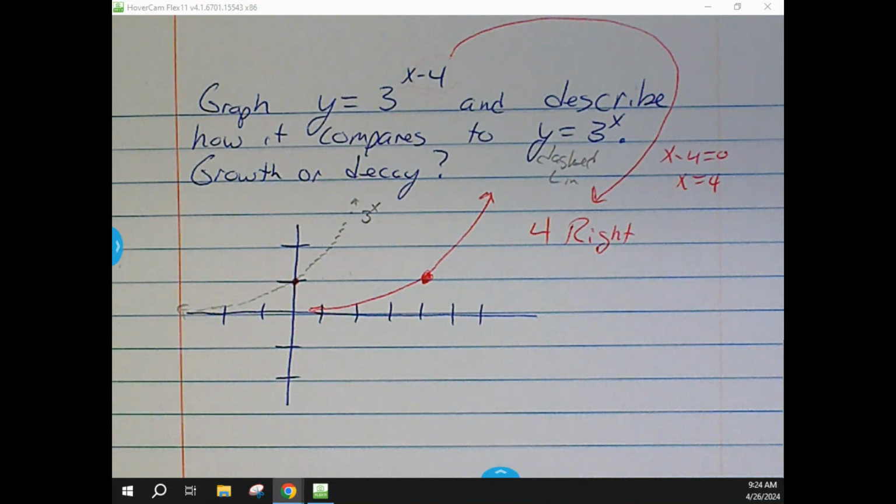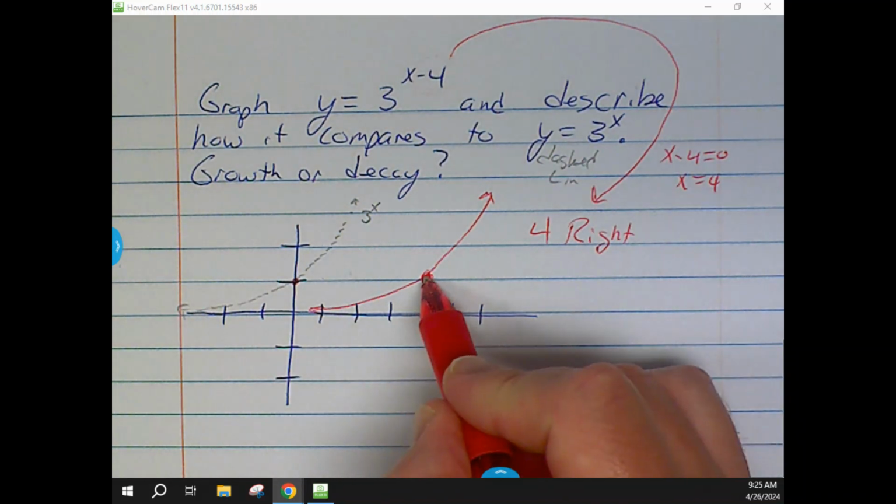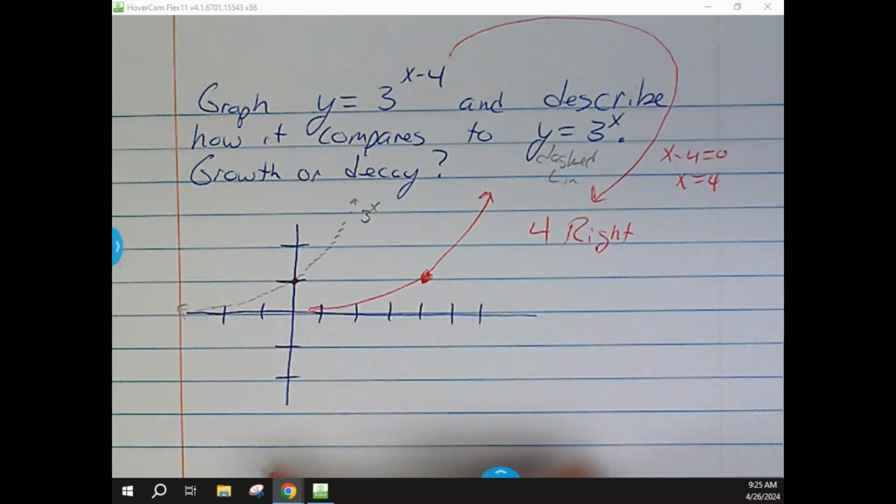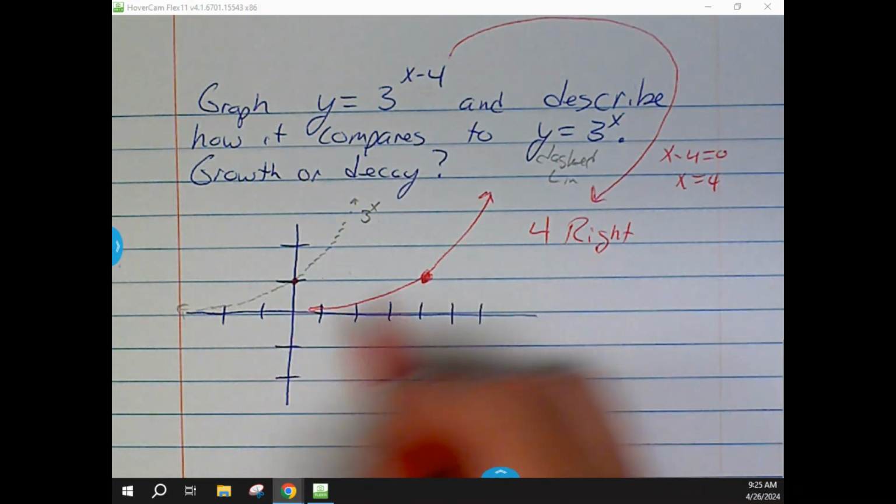And that's all you got to do. That's all I'm going to ask you to show on this thing. Just like when we graphed x squared, we needed a vertex. Well, the vertex in this case is not really a vertex. It's just a reference point we got. So we're going to put this point here, and then we're going to graph it.